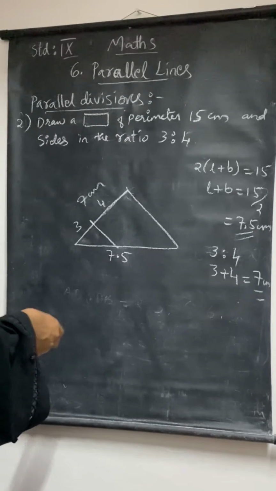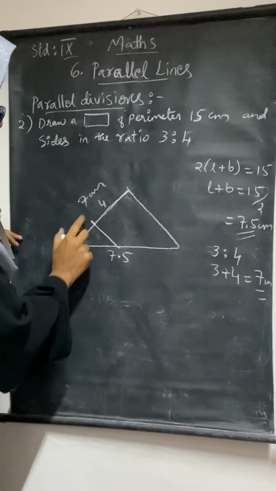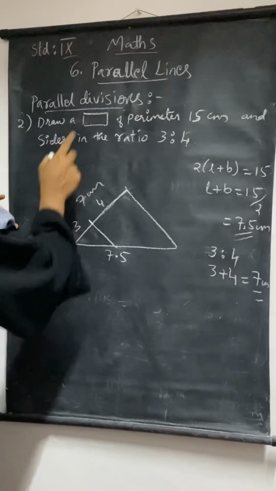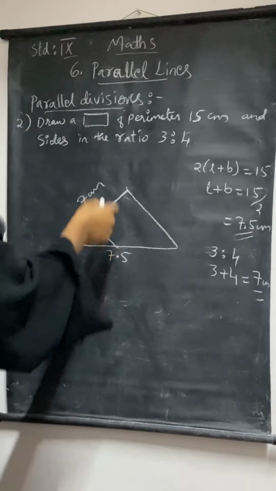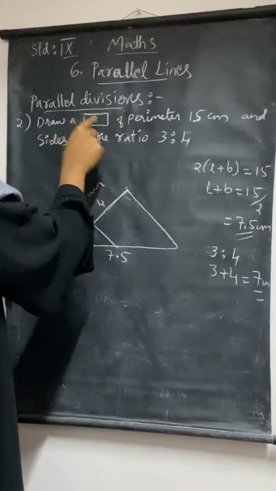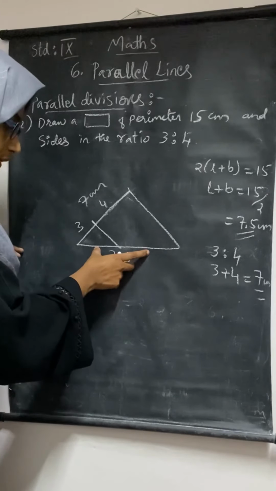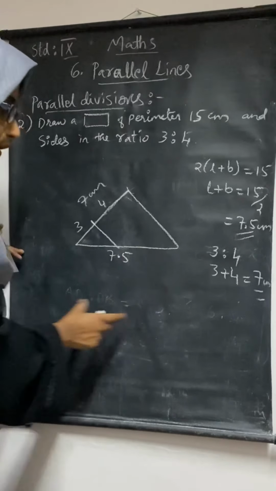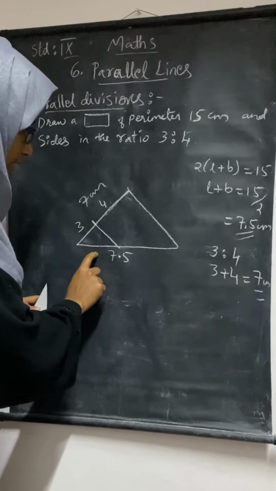Now this 7 centimeter is divided by 3:4. That ratio only is divided here also, in the 7.5. Now what do you have to do? You have to draw the rectangle. This was the line we took first, and through that we have to divide. Sides in the ratio 3:4. So this is the 3 and this is the 4.